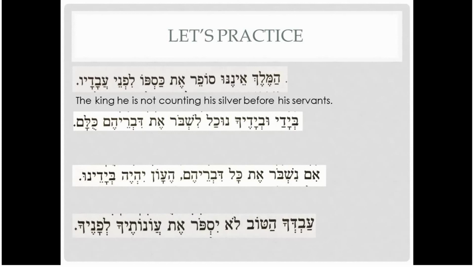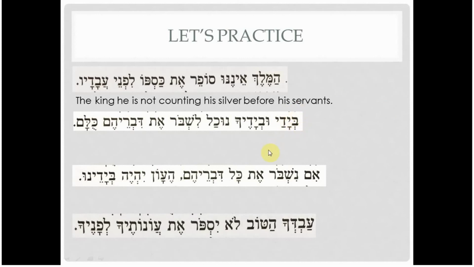Second sentence, biyadai uveyadecha nuchal lishbor et divrehem kulam. One more time. Biyadai uveyadecha nuchal lishbor et divrehem kulam. All right, let's see what we have there. What do you recognize? Well, we have beit here, biyadai. This is in my hands.